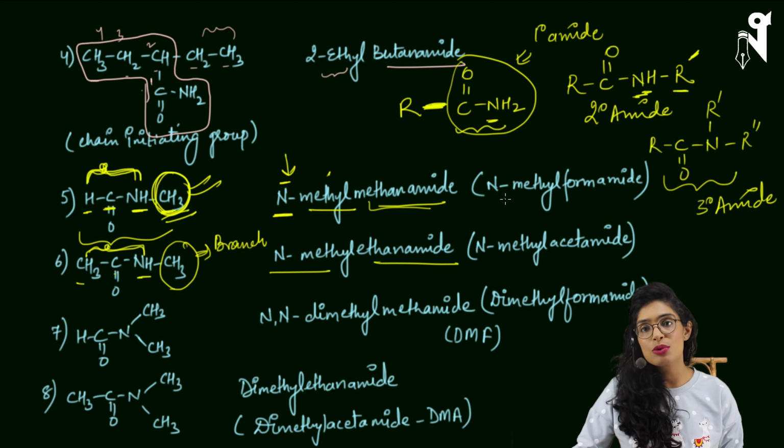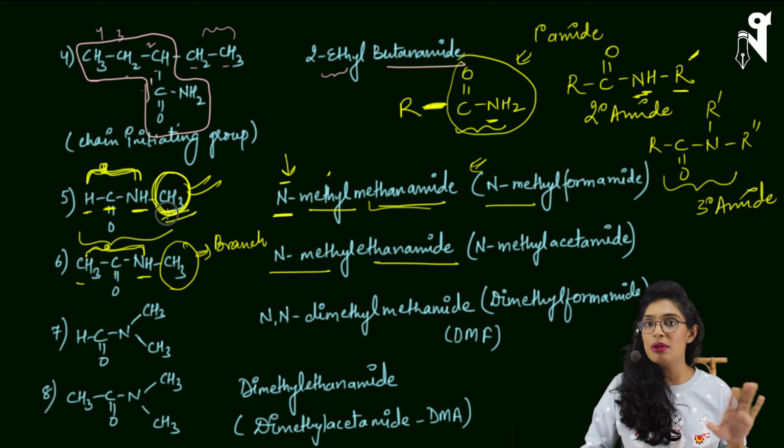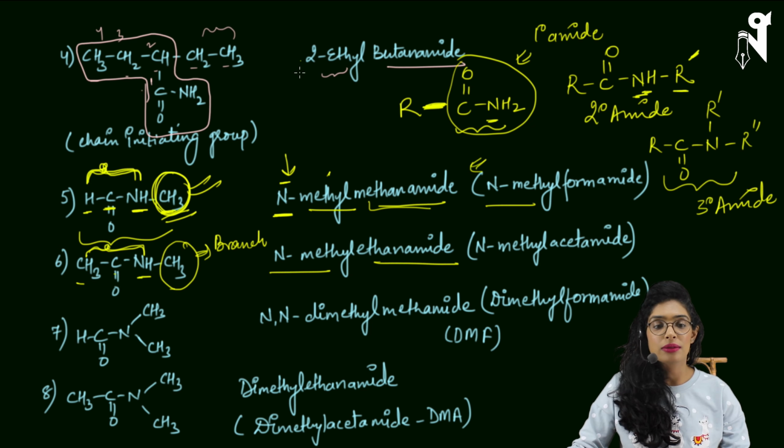We have some common names also for them, and the common name for the first one is N-methyl. So N-methyl still remains the same, there is no difference. And as I mentioned earlier also, the HCO group is called form in the common name. So we have named it formamide.